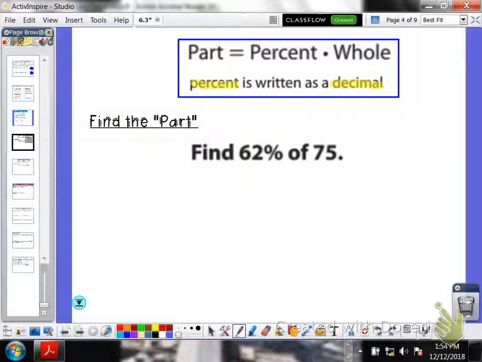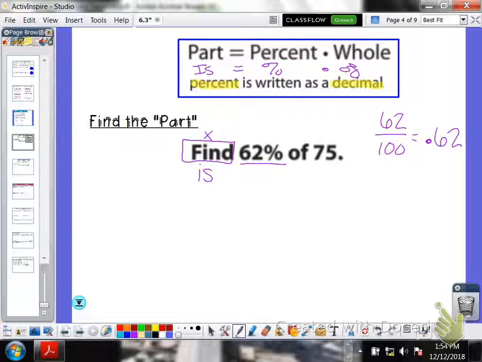All right, same thing. Is equals percent times of. So we're looking for the is equals the percent times the of. So find 62% of 75. So finding something, this is our is. We don't know what that is, so that's an unknown. 62%, okay, that needs to be written as a decimal. So remember, 62 out of 100 is the same as 62%. So if we divide 62 by 100, we get 0.62.